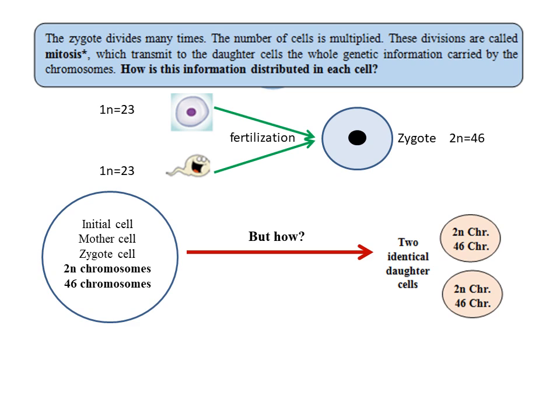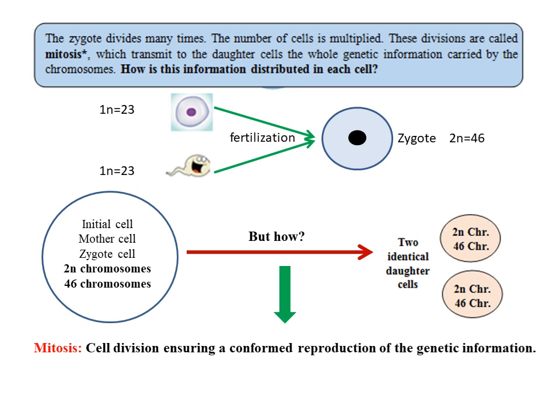The zygote divides many times, and the number of cells is multiplied. These divisions are called mitosis. Mitosis is a cell division ensuring a conformed reproduction of the genetic information. That means these divisions, called mitosis, transmit to the daughter cells the whole genetic information carried by the chromosomes.